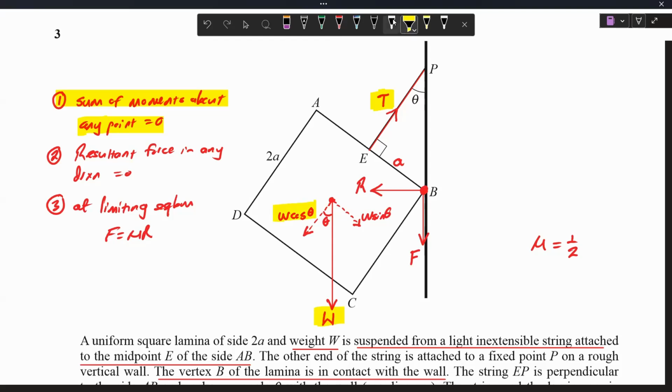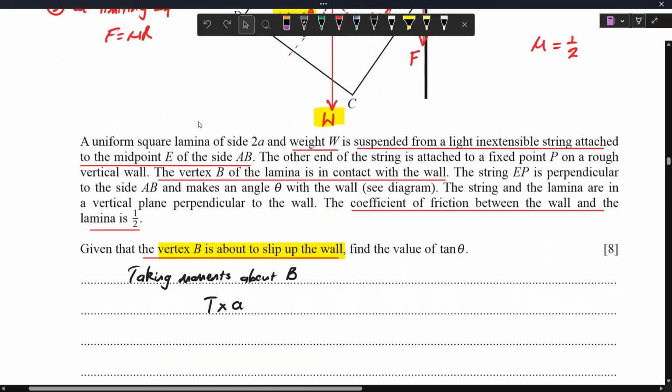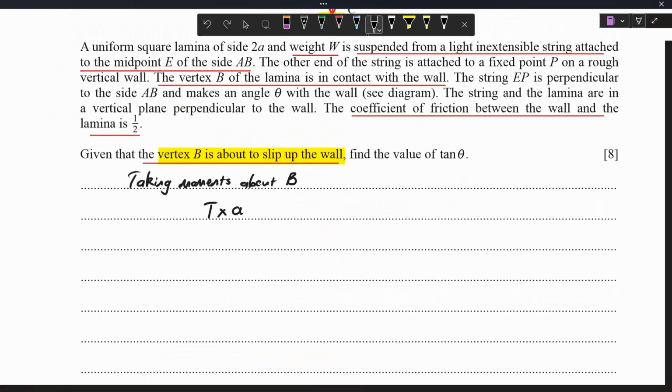W cos theta, its line of action is actually this line here. And the perpendicular distance of the line of action of W cos theta from B is again the distance A, if you can see that. So it's W cos theta times A. But I'm going to put a different sign to it because it's anti-clockwise. Remember, this force was clockwise. So I'm going to say minus W cos theta times A.